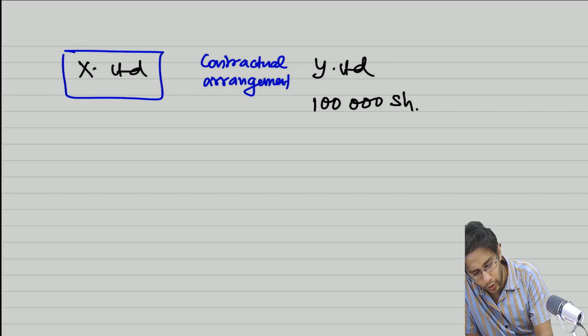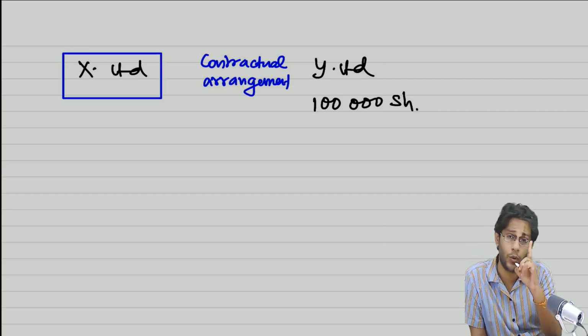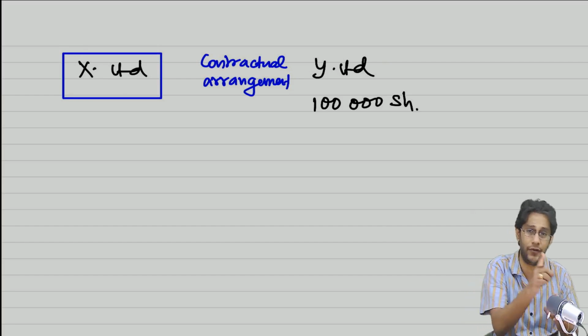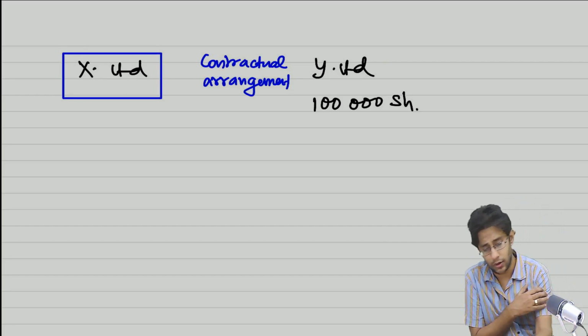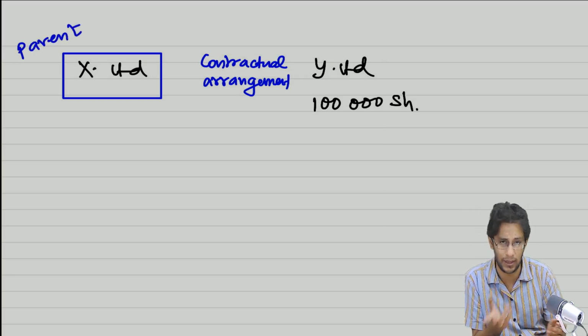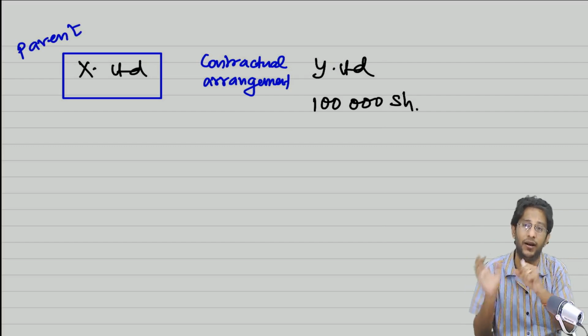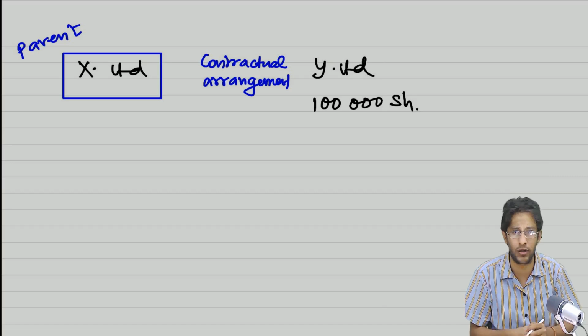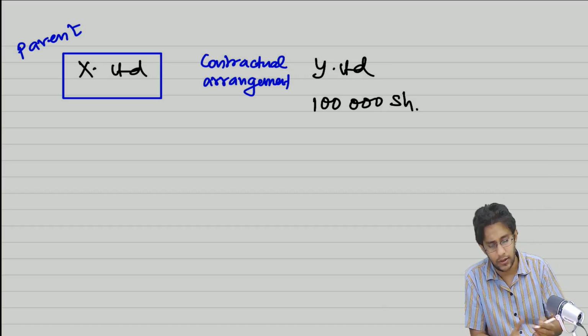X is now having control over Y, but X does not hold even one share in Y Limited. X is having control over Y Limited. That's all. You are a parent, even though you don't hold one share. You don't have voting power, but the entire decision-making right is with you because of a contract or statutory reason, whatever the reason is. So X is a parent.